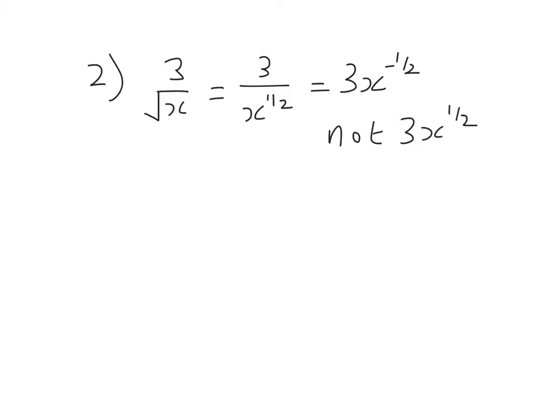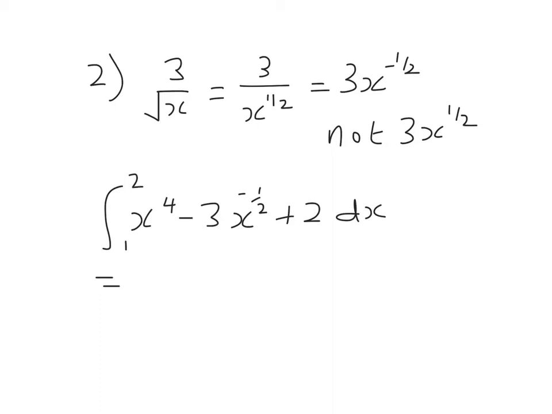The second mistake is in the evaluation of the integral. So we've got x to the power 4 minus 3x to the power minus a half, sorry, that was a mistake, wasn't it, plus 2 dx, and we've got to do that between 1 and 2. If you integrate x fourth, that's a fifth x to the power 5. Integrate minus 3x to the minus a half, you get 6x to the half, and integrate 2, that's 2x. So that's between 1 and 2.